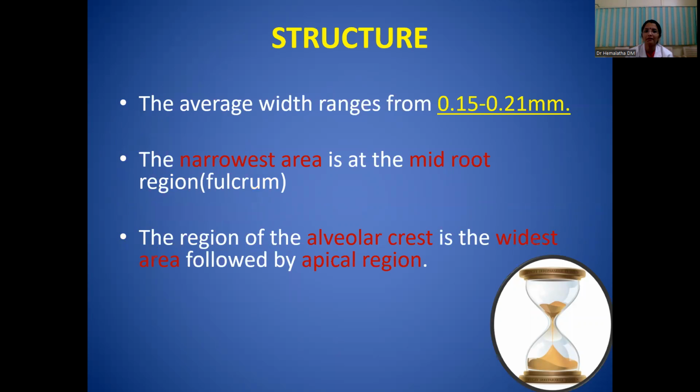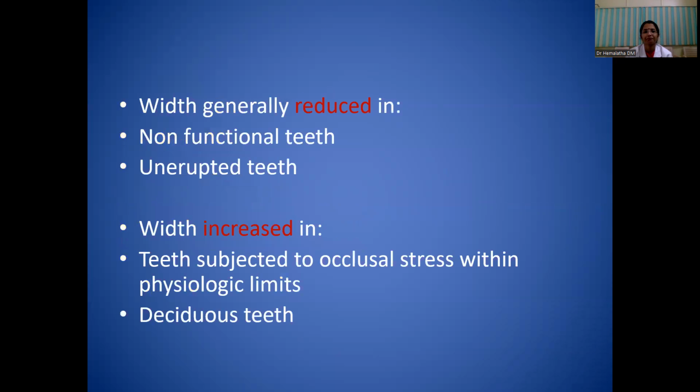The structure of the periodontal ligament: the average width ranges from 0.15 to 0.21 millimeter, and the narrowest area is at the mid-root region of the tooth where it acts as a fulcrum, and the region of the alveolar crest is the widest area, followed by the apical region.